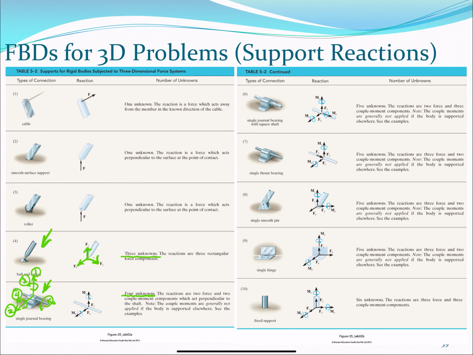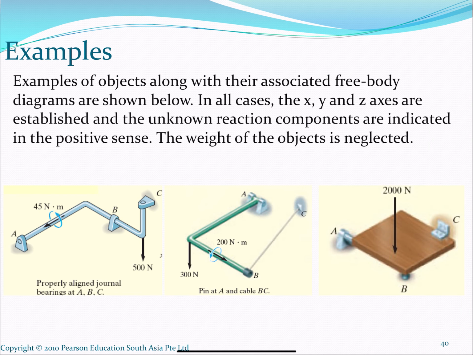I encourage you to take a look at this table. Some of these cases are very self-explanatory. You have to look at what types of movements are prevented, and when you prevent a movement, you create a reaction force. Once you have looked at your reactions, the next step is to apply your equilibrium equations. How many did we say? 6. You will have 6 equilibrium equations, which means that you will be able to solve up to 6 unknowns.